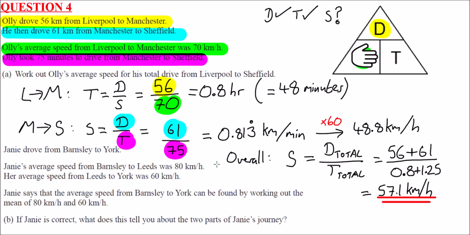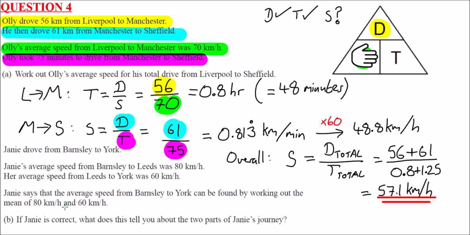For part B, Janie drove from Barnsley to York. Average speed from Barnsley to Leeds was 80 kilometres per hour. Then from Leeds to York it was an average of 60. Janie says that the average speed from Barnsley to York can be found by working out the mean, the average, of 80 and 60. So she reckons that the overall speed between Barnsley and York would be the mean of 80 and 60, which would be 70.